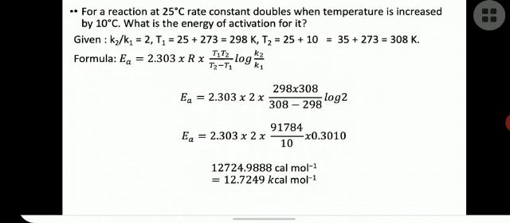For a certain reaction at 25 degrees Celsius, the rate constant doubles when the temperature is increased by 10 degrees Celsius. What is the energy of activation for it? Given K2 upon K1 is 2.